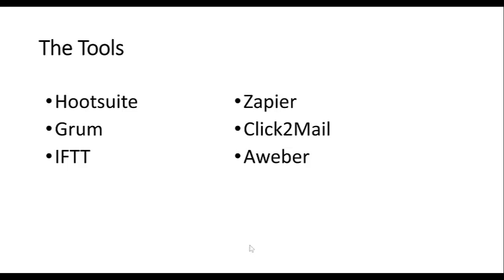The next tool we're going to talk about is called If This Then That. It is a tool to create recipes that are going to help you automate certain tasks, specifically in your social media. Now we've got Zapier, which is very similar to If This Then That. And then Click-to-Mail integrates with Zapier. That's the reason why we put that in there, and I'm going to talk about that a little bit more.